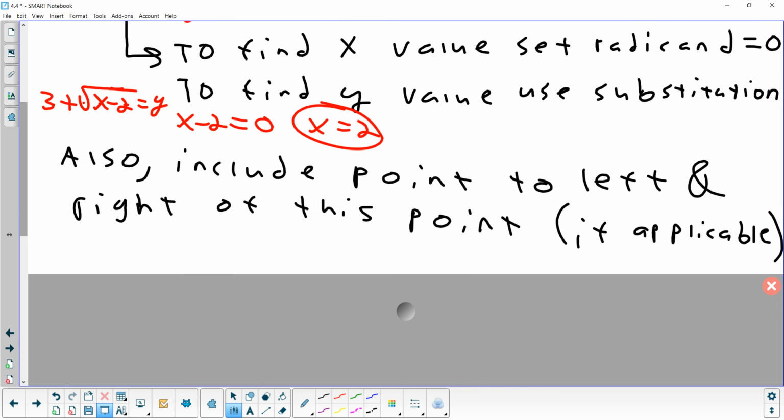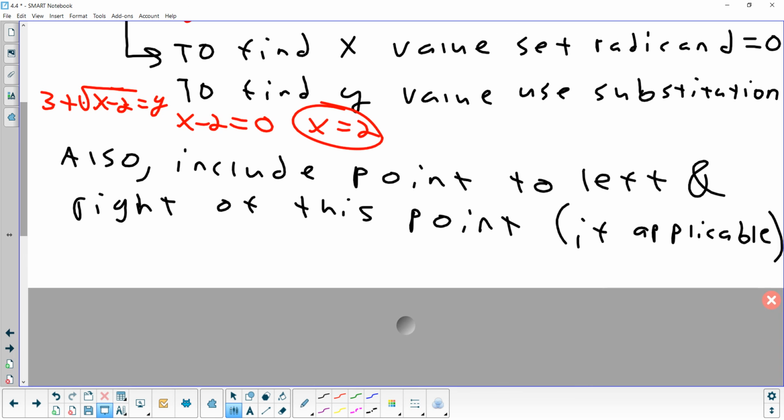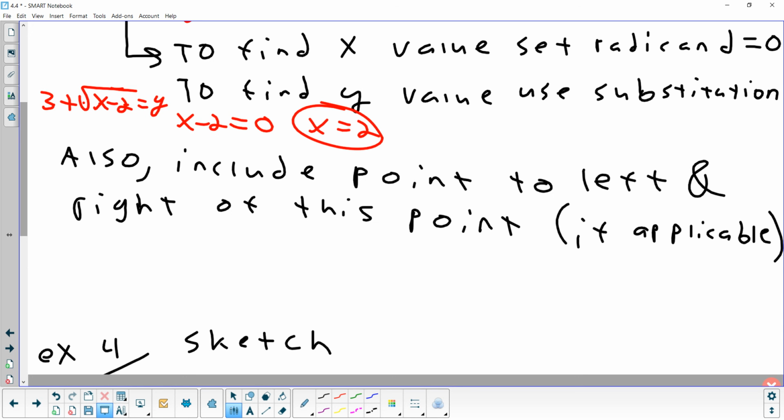Next, we want to include points to the left and to the right, if applicable. If it's an odd root, yes, find some more points in each direction. If it's an even root, you only want to find points that go in one direction. If you go the wrong way on an even root, you're going to get imaginary answers. And that's really all there is to sketching. So we're going to use the graphing calculator to get more points. Usually, I'd say 5 or 6 points is enough to make a good sketch. And we'll use the table.